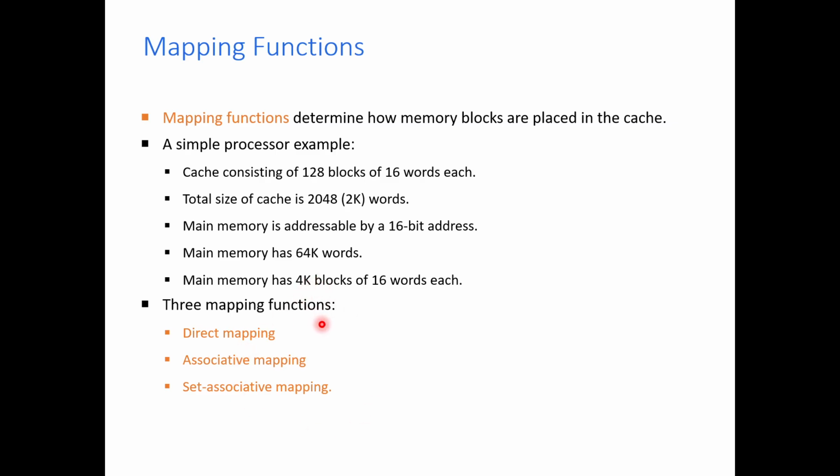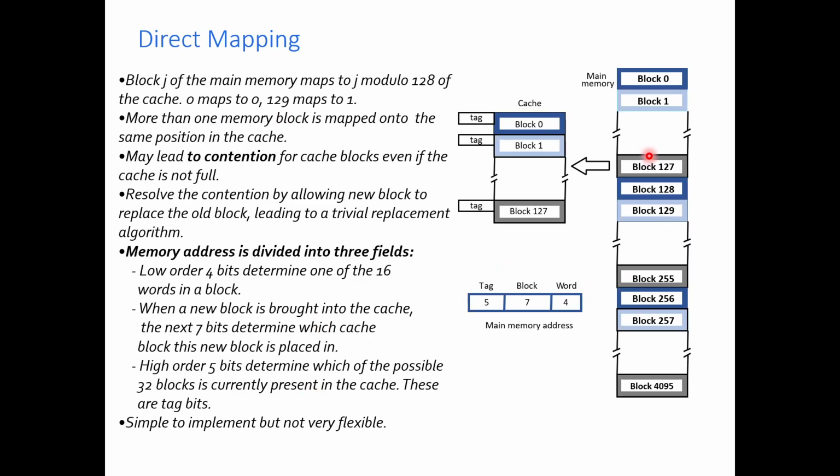There are 3 types of mapping function. How do you place the main memory content into the cache memory? That can be done using direct mapping, associative mapping, and set associative mapping. For direct mapping, here is a diagram. Assume this is a cache memory with 128 blocks, and each block has 16 words. The main memory capacity is around 4k blocks, and the main memory address is 16 bits: 5 bits for tag, 7 for block and 4 for word.